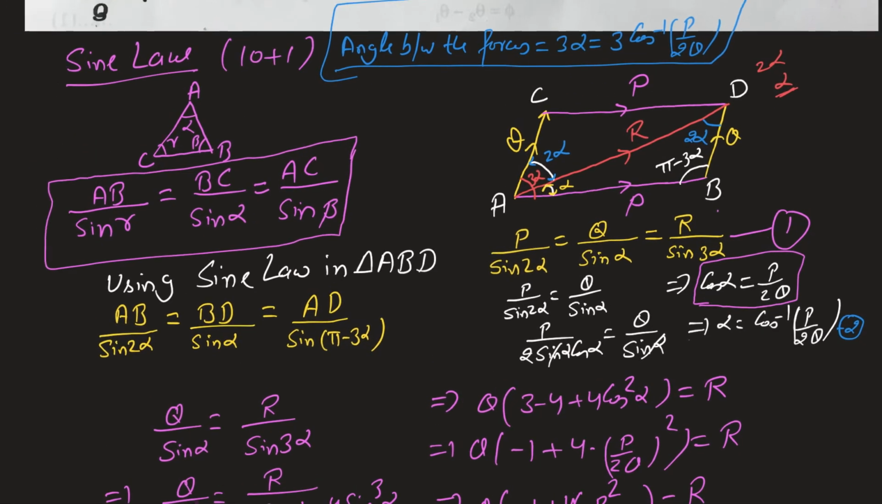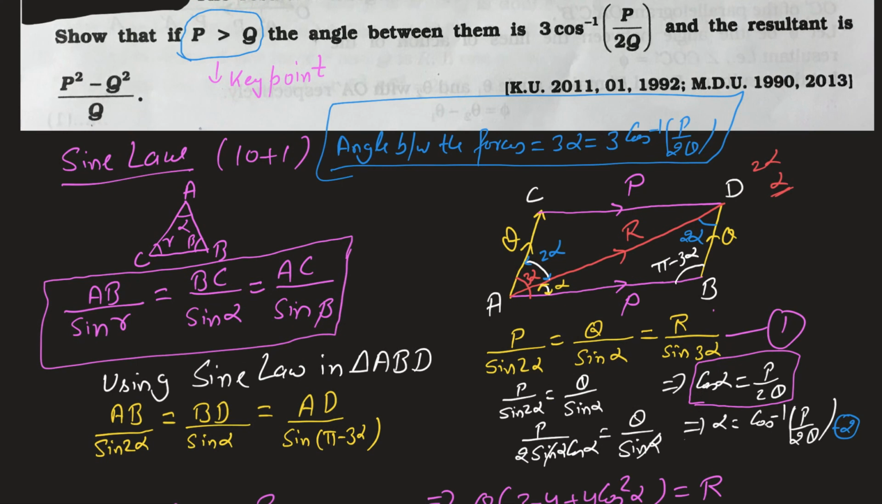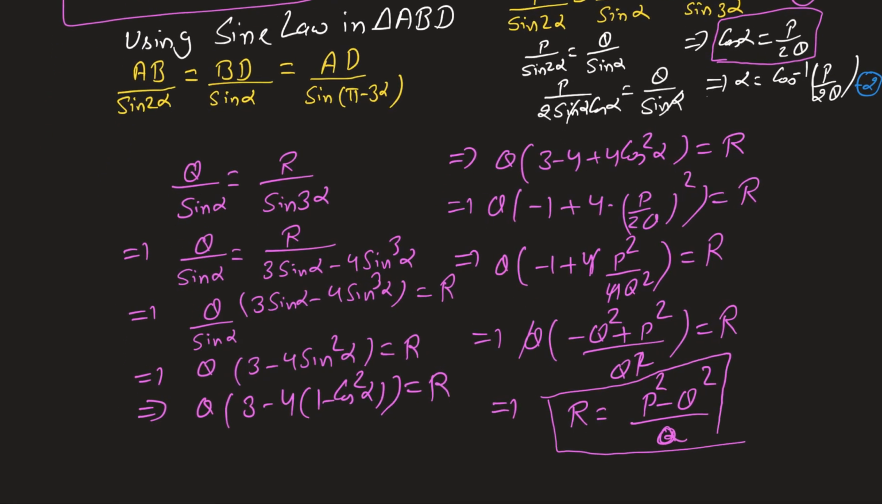So this was required to prove. You will see that we are required to prove that it is P square minus Q square by Q. So we have proved both the cases. First is this one, this is proved. Second, we had to prove P square minus Q square by Q is the resultant. That thing we have proved over here. This thing has been proved.